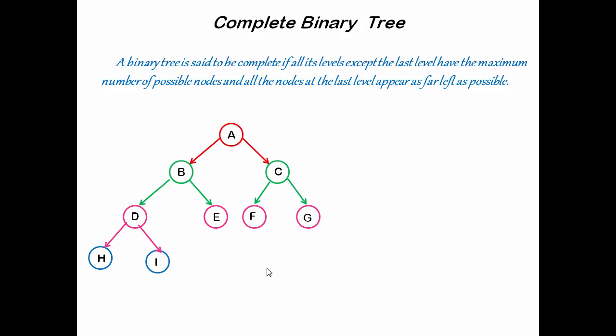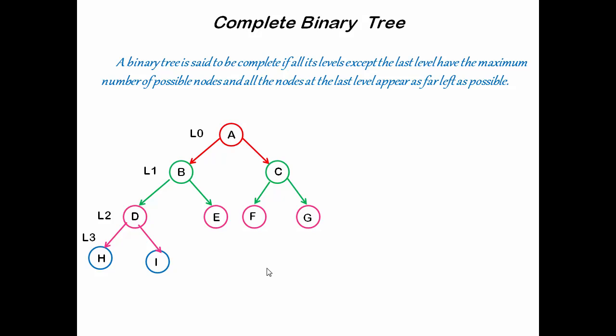If we know the level number, then we can find out the maximum number of nodes present at a level. Root node is assigned level number 0 and every other node is assigned a level which is 1 more than its parent. So B and C are at level 1, D, E, F and G are at level 2 and H and I are at level 3.